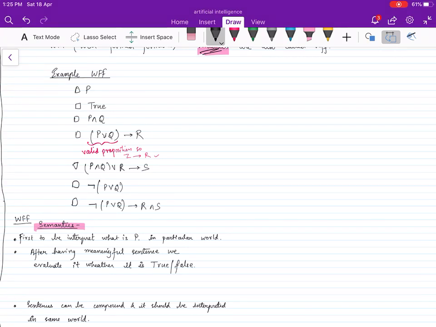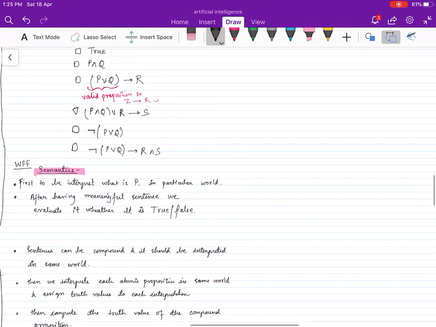Then P and Q or R implies S. Not of P or Q. Not of P or Q implies R and S. These all are propositions, and these are the examples of WFF, that is, well-formed formula.